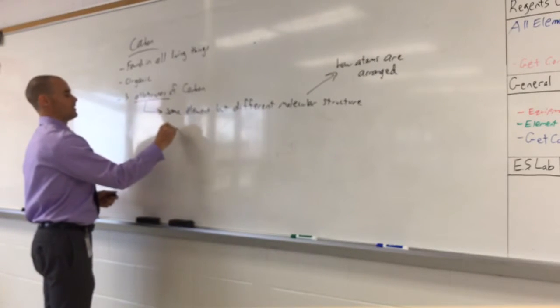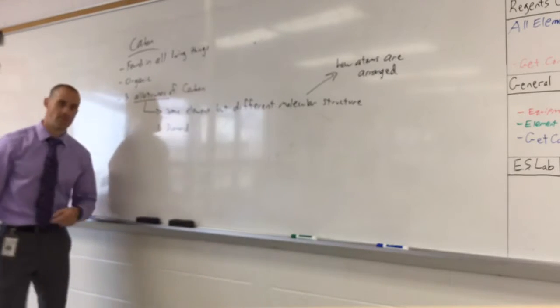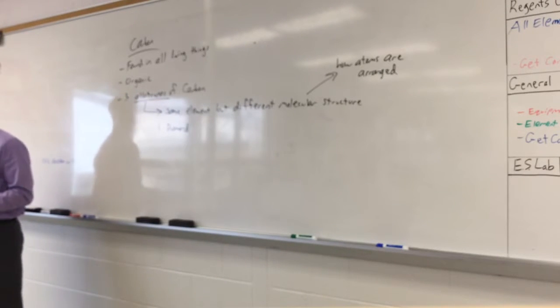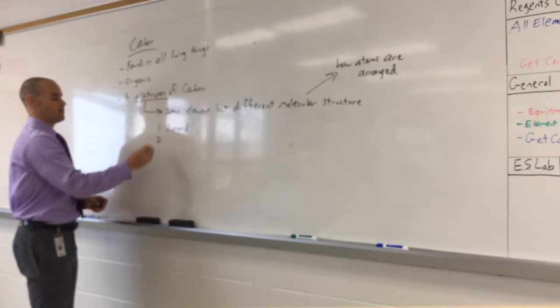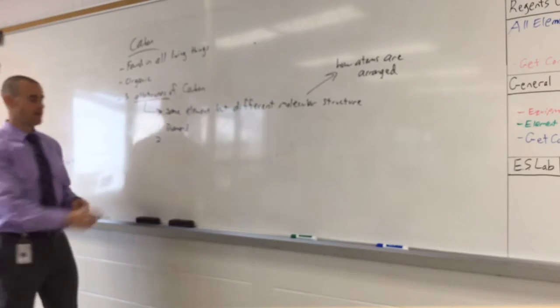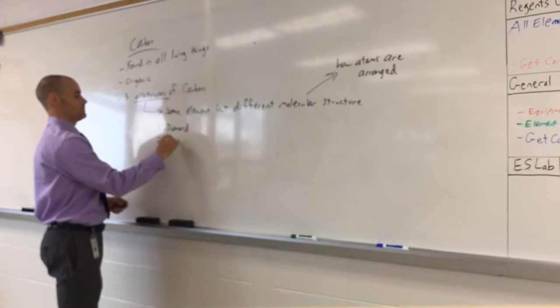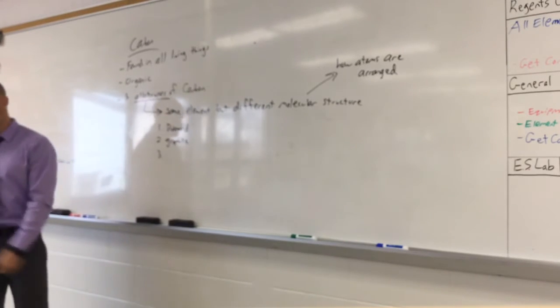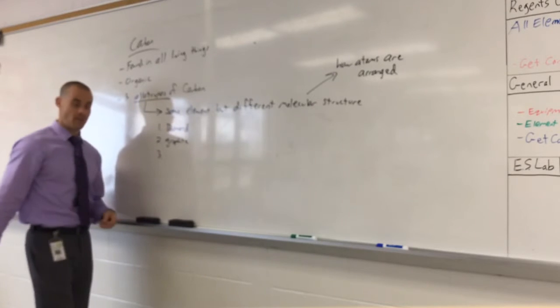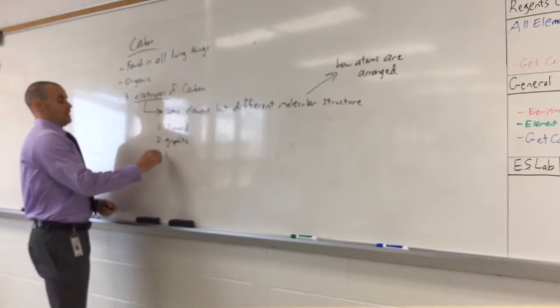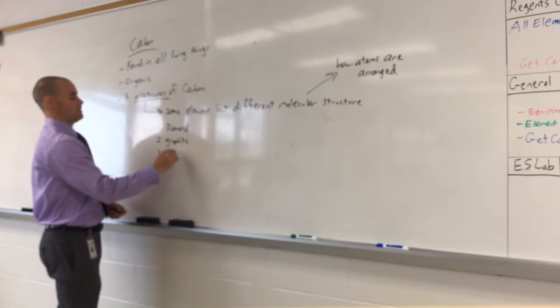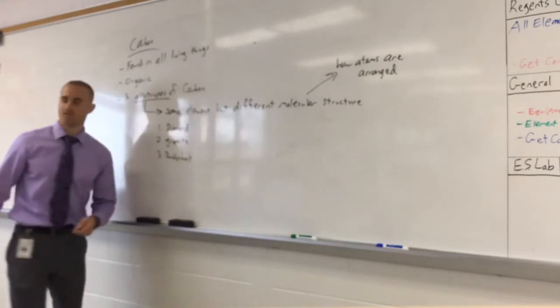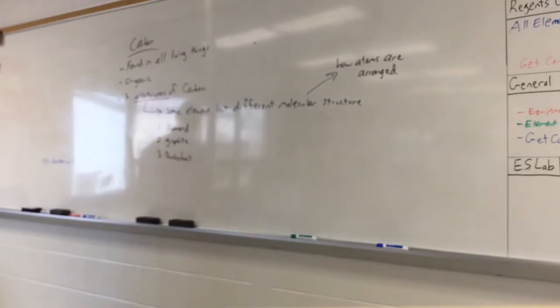Just letting you know. Okay, so Jake's diamond. Diamond. There's another one. You're writing with it right now, some of you. Graphite. The last one no one will ever get, so I'll give it to you. It's called buckyball. It's called Buckminsterfullerene. Buckyball.